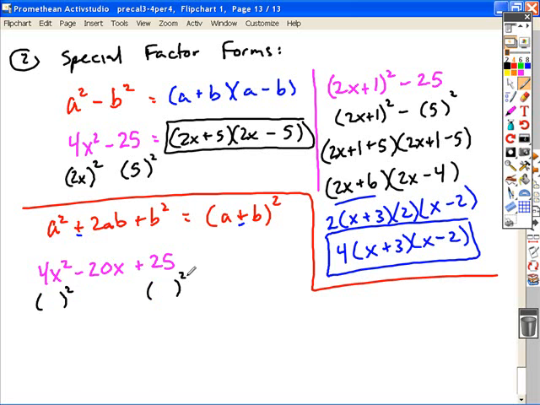In this case, they are. So what base can you square to get this first term? Again, it's the same as the problem above. And then the 25, you square the base of 5.